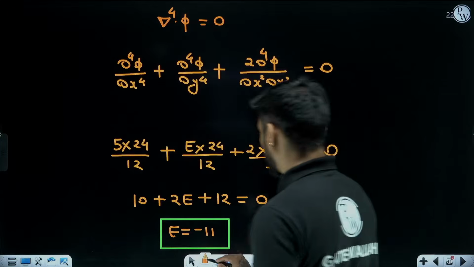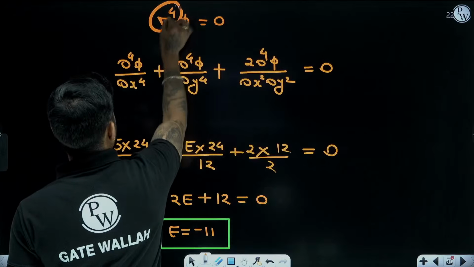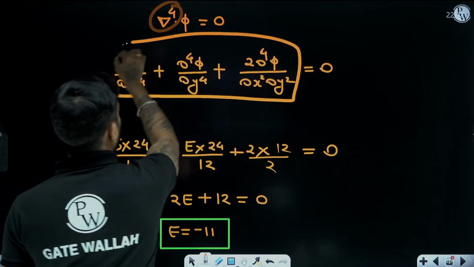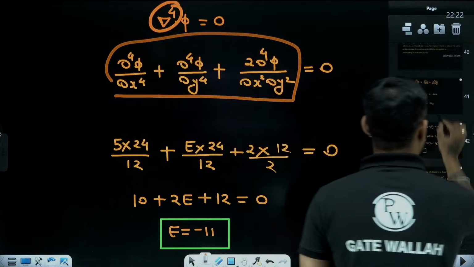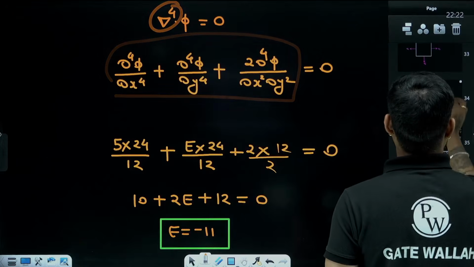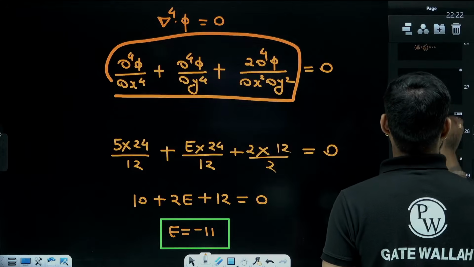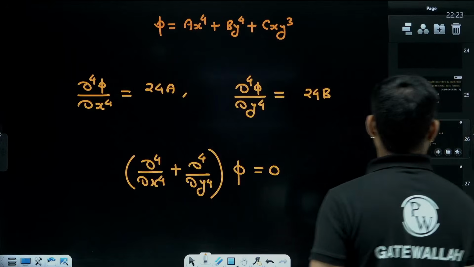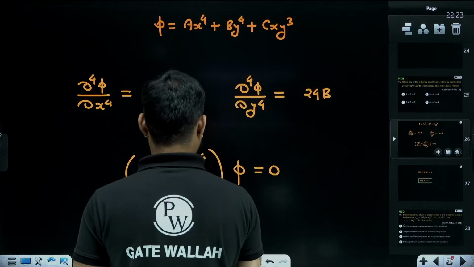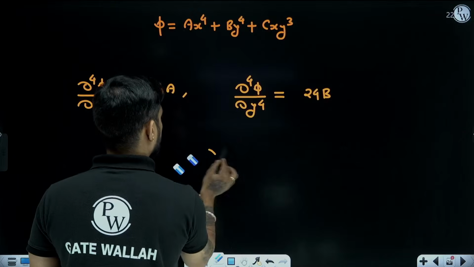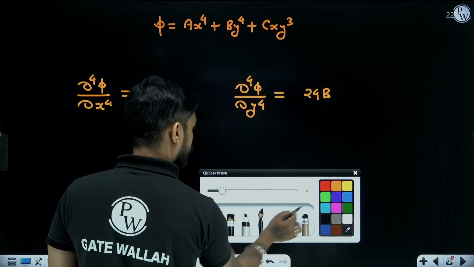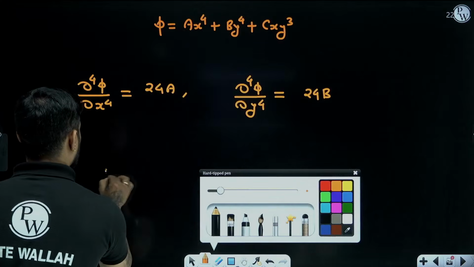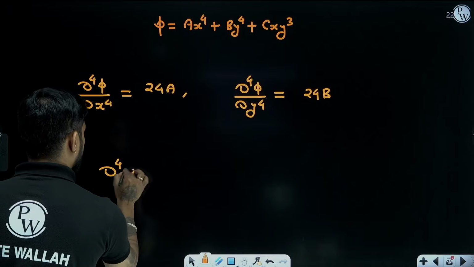So I have made a mistake in writing this operator, the Laplacian operator. In some other problem, in the first problem also, I made this mistake. Although the answer was right, here it should be like this. I don't want you guys to make the mistake I made.